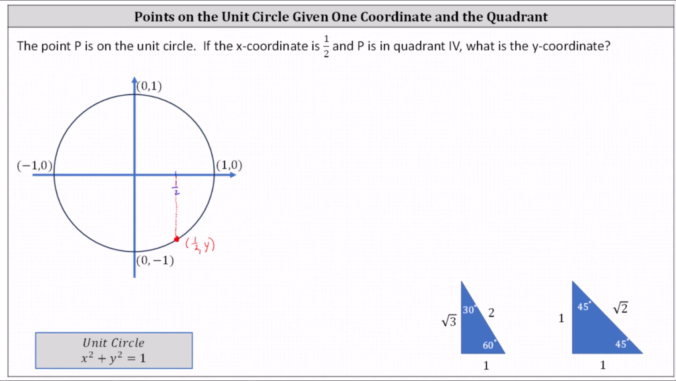From here, let's go ahead and sketch the reference triangle for any angle in standard position where the terminal side passes through this point. This will give us the hypotenuse for the reference triangle, which should be this segment here. And now we'll go ahead and sketch the reference triangle.